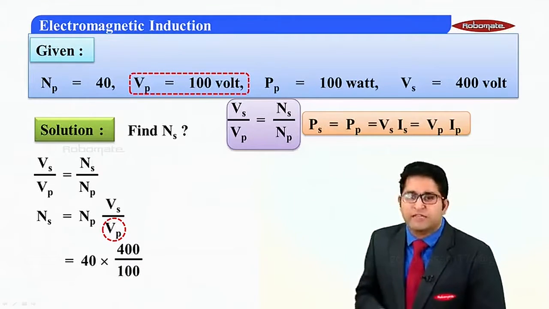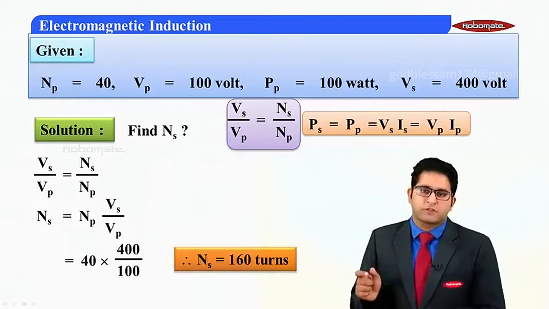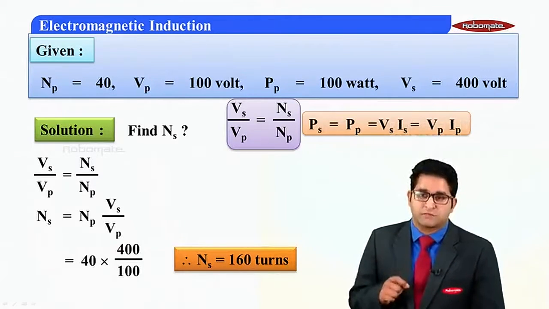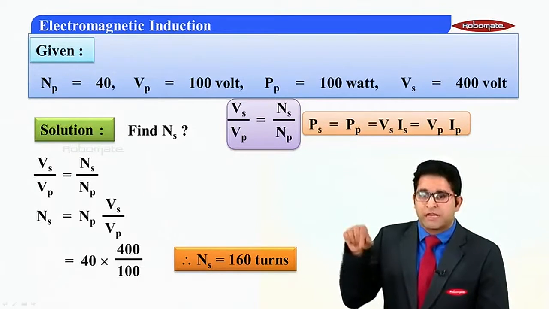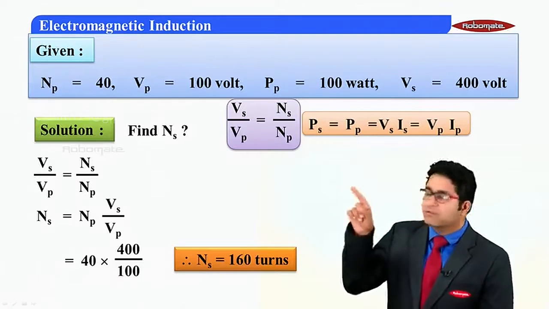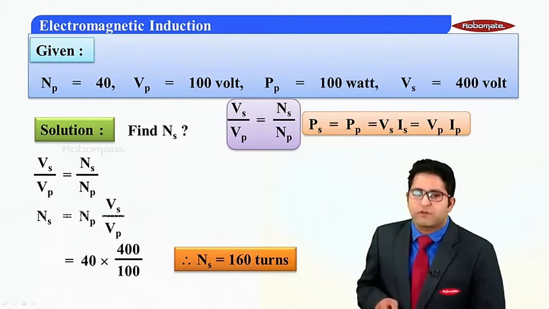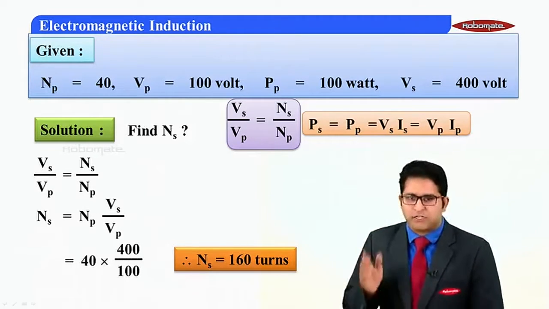Right? And the value of Ns in this particular situation is 160 turns. So the number of turns in the secondary coil is 160. And what is the number of turns in primary? That is 40. Now see, we can relate to it, right? As the number of turns in secondary is greater than the number of turns in primary, this particular type of transformer is nothing but a step up transformer. Right? Now let us move further.